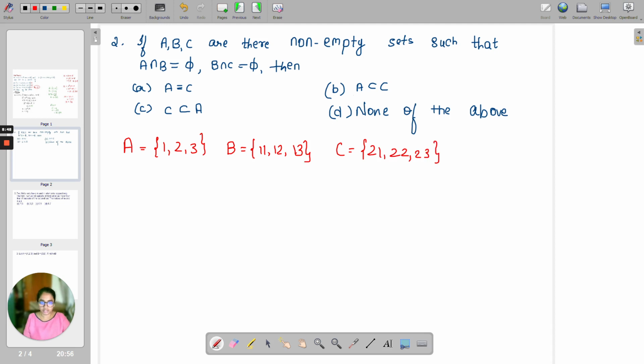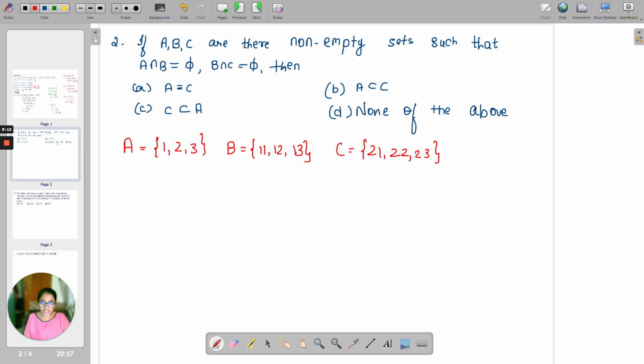Yes. Now, is A equal to C? Are the elements of A and C equal? No, right? Is A a subset of C? Are the elements of A present in the set C? No, right? We have 1, 2, 3 here, but we don't have 1, 2, 3 over here.